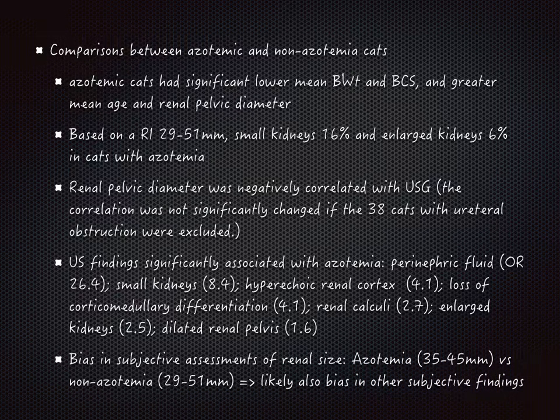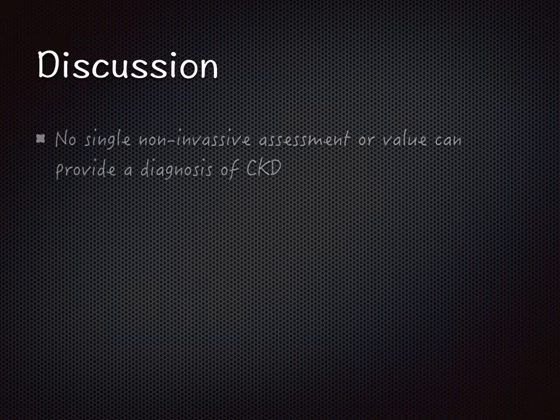In non-azotemic cats, the kidneys were more likely to be recorded as subjectively normal in size in the range 29 to 51 mm, compared to 35 to 45 mm in azotemic cats. If subjective assessment of renal size is prone to bias, the same may be true of other subjective ultrasound findings. Unfortunately, there is no single non-invasive test that can provide a definitive diagnosis of CKD in cats.